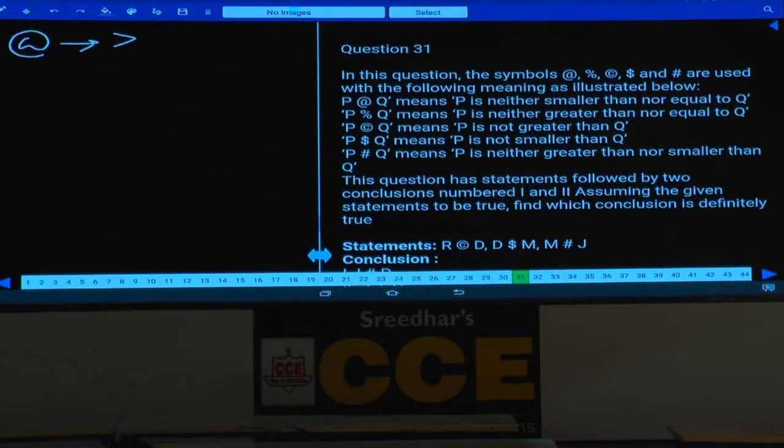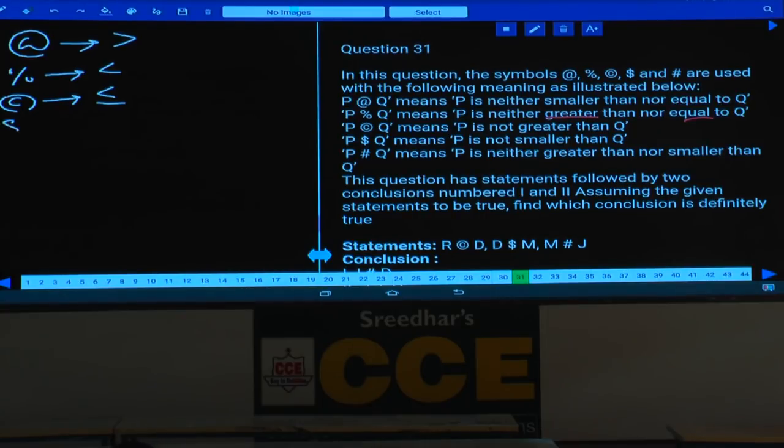Then what is the next symbol? Percentage stands for neither greater nor equal. It cannot be greater than, and similarly it cannot be equal as well, hence it must be lesser than. And copyright stands for not greater than. As it cannot be greater than, hence it must be lesser than or equals to.